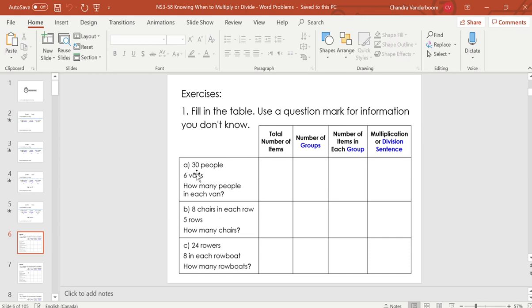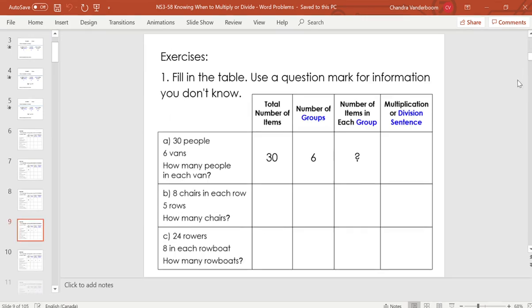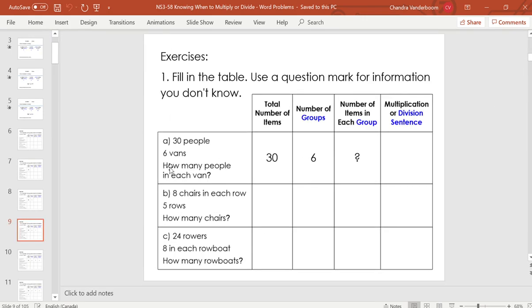But if we have 30 people, 6 vans, our question is how many people in each van. We want to fill in this information with whatever information we have and put question marks for the things that we don't have. So to start with, we know our total number of items. It's 30 people. We know our number of groups. There's 6 vans. And we do not know the number of items in each group. That's what it's asking us. How many people are in each van? We don't know. That's what we need to figure out. So a question mark goes here.